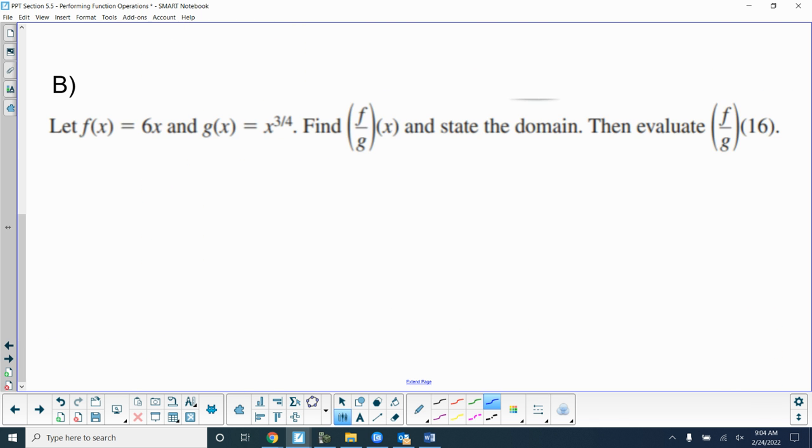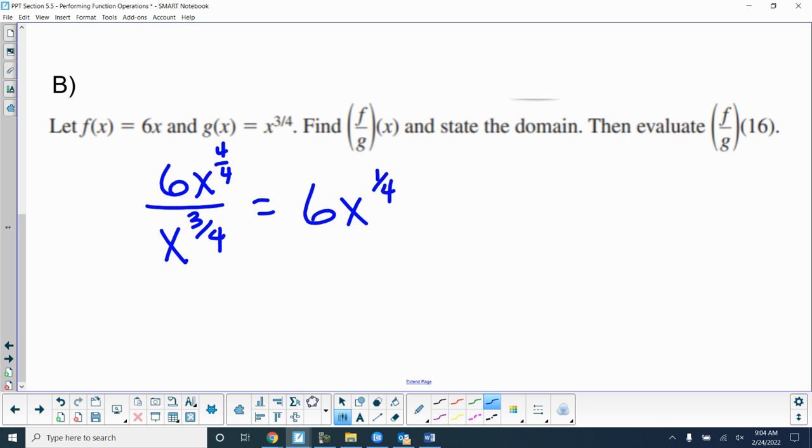Here's division. So F's in the top and G's in the bottom. Where's the higher exponent? Top or bottom for the x? Top. 1 is how many fourths? So I could change that to 4 fourths, right? What do I do with the 4 fourths and the 3 fourths? Subtract. So it's 6x to the 1/4. You with me there? Okay.